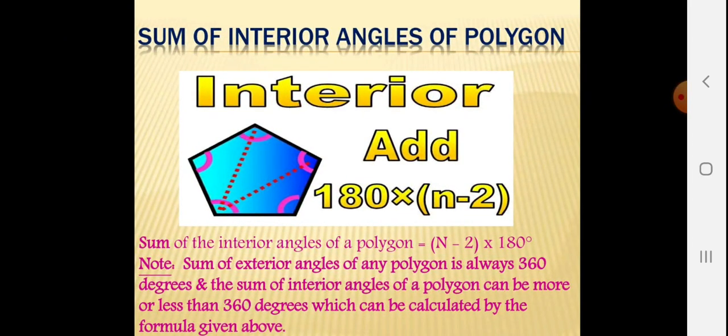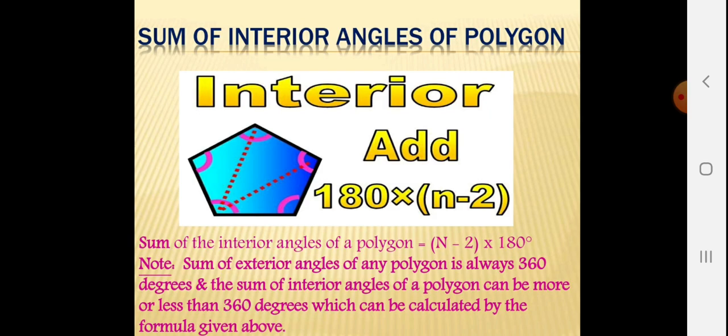Sum of interior angles of polygons. You can see the formula. Remember this formula, which is 180 into n minus 2. Now here n is the number of sides. So the sum of the interior angles of a polygon can be found using the formula n minus 2 into 180.